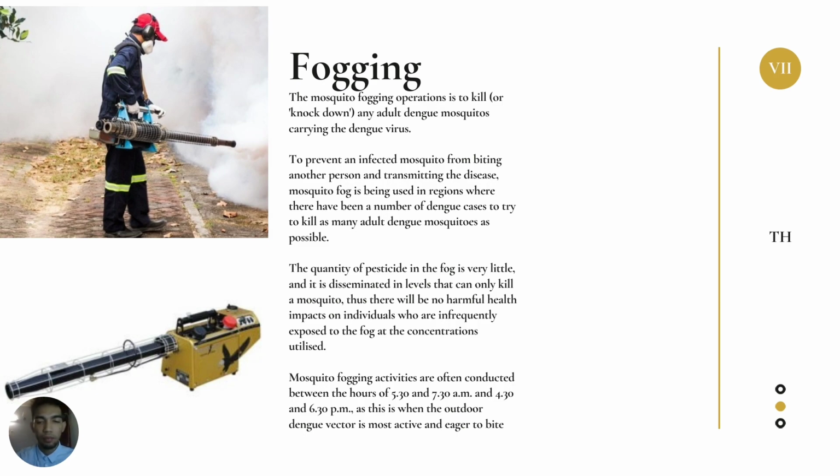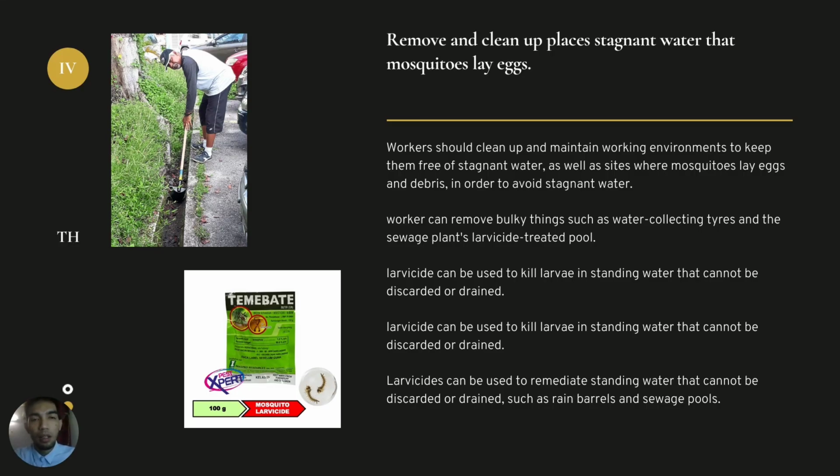Okay, next slide. The last is to remove and clean up the places with standing water where mosquitoes lay eggs. Mosquitoes lay eggs on water because their larvae require it to live. Standing water may be removed by personnel and the general people, like workers, to eliminate mosquito larvae before they mature into adult flying mosquitoes. Workers should clean up and maintain the working environment to keep it free of standing water, as well as sites where mosquitoes lay eggs and debris, in order to avoid standing water.